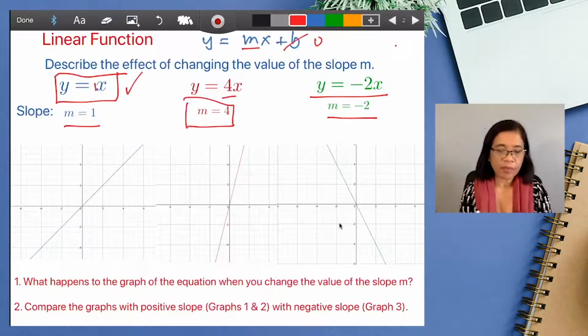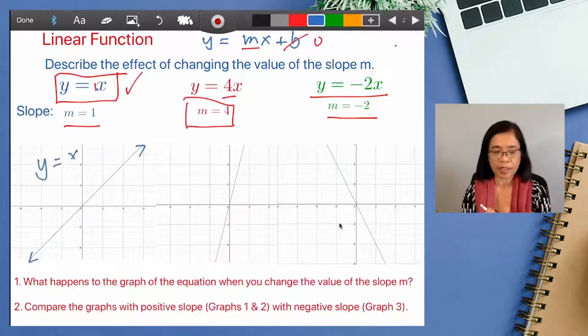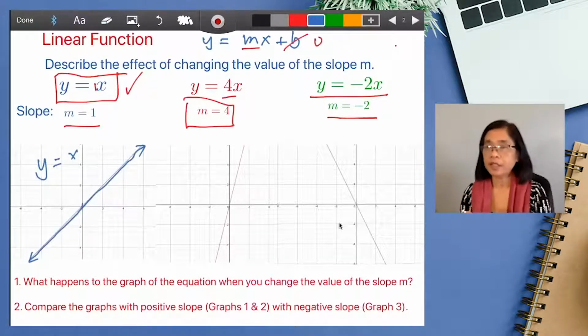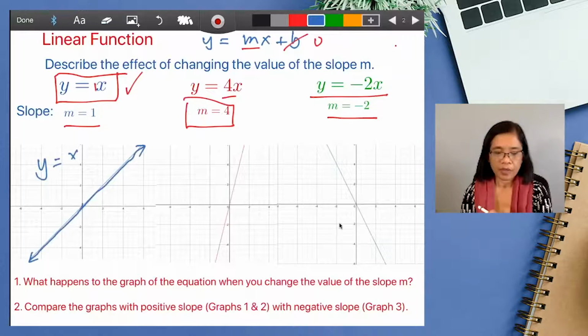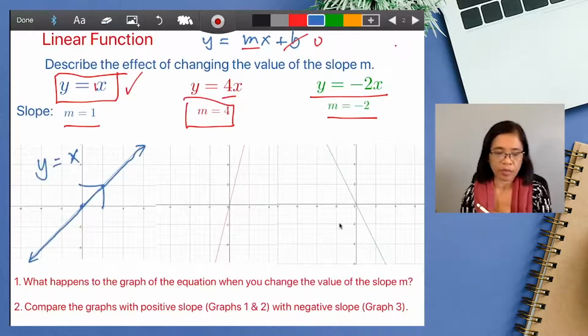So if we have the parent function y is equal to x, we have this blue line here. It passes through the origin, and when x is 0, y is 0. When x is 2, y is also equal to 2, so that explains the equation here that describes y is equal to x. When x is 4, y is 4. That's the point here.